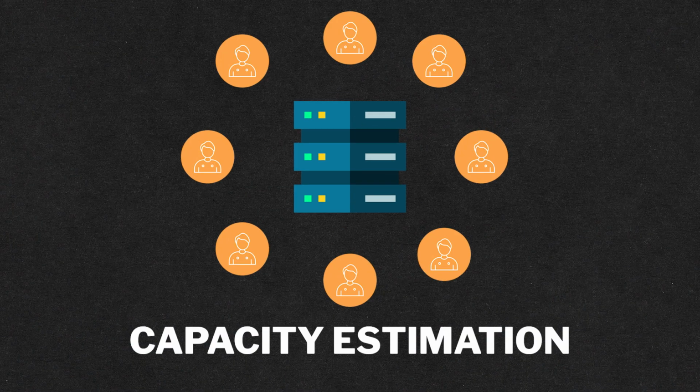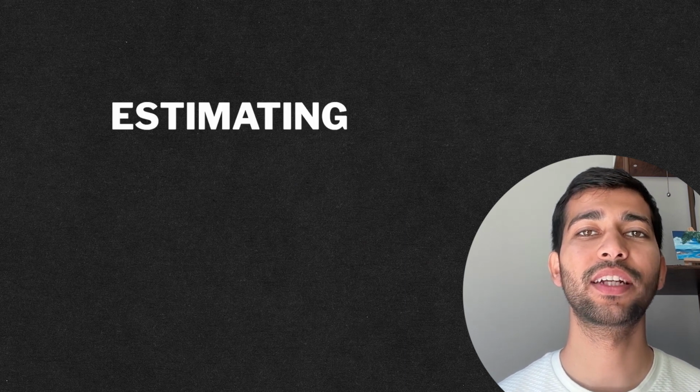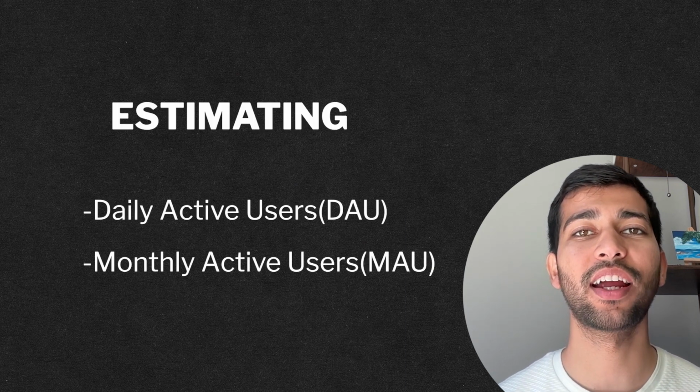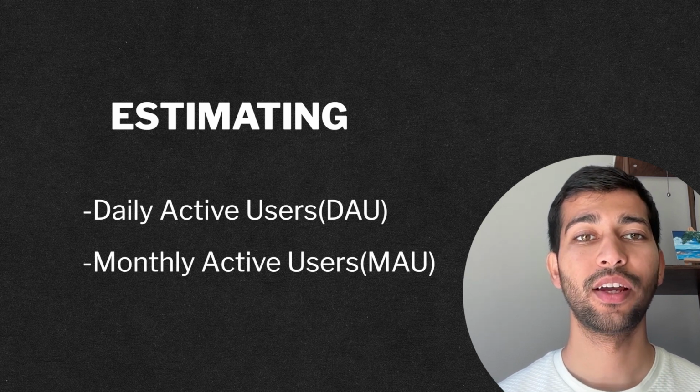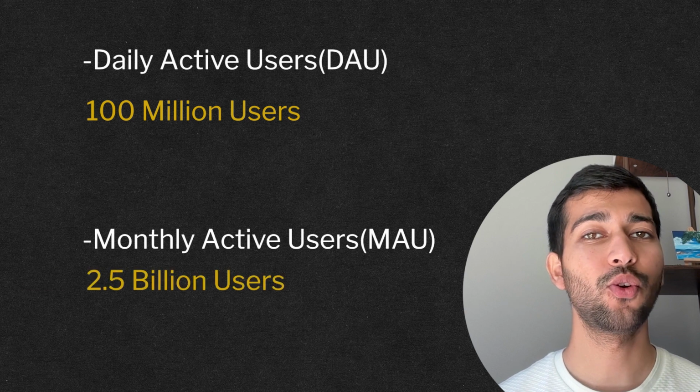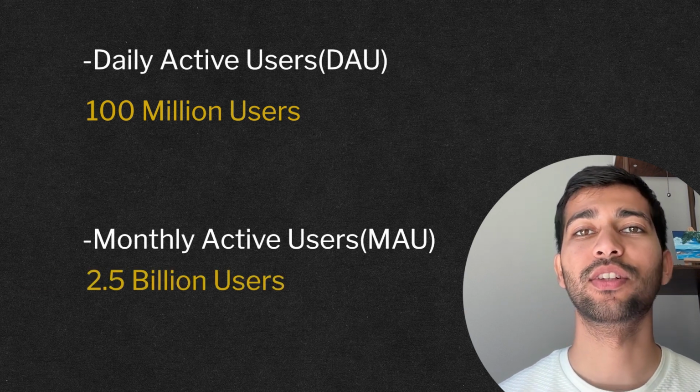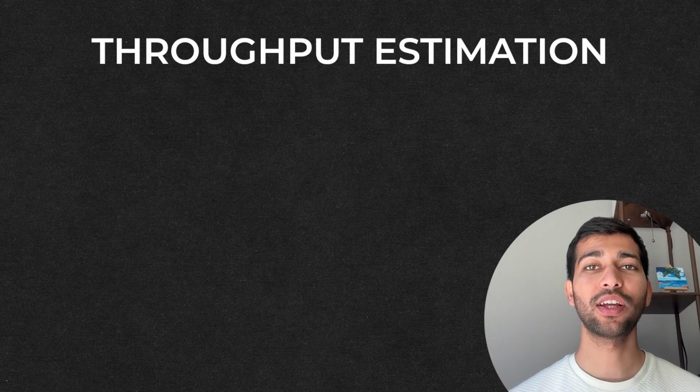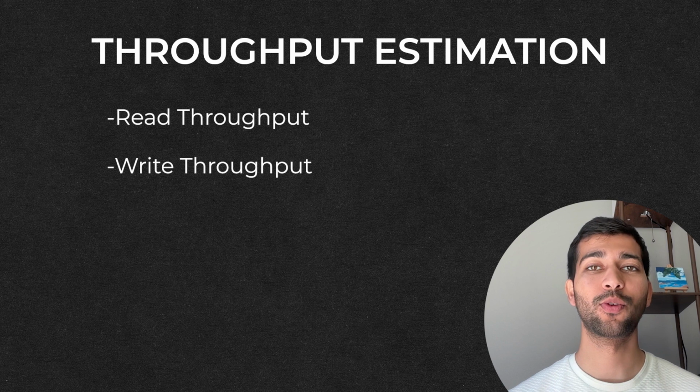Now we move on to the capacity estimation. The first thing that we usually do is estimate the daily active users and monthly active users. So for our system, we'll assume that there are 100 million daily active users and around 2.5 billion monthly active users. Next, we move on to the throughput estimation.